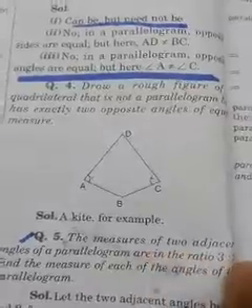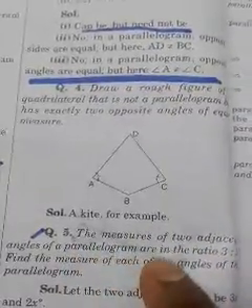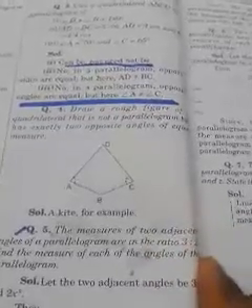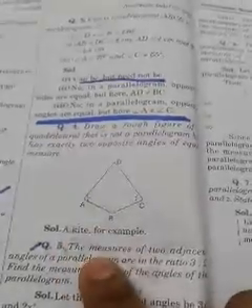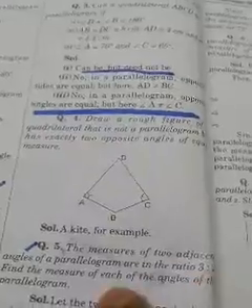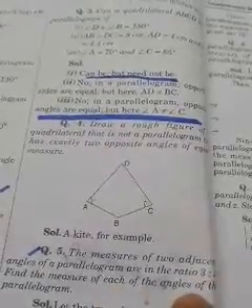The measures of two adjacent angles of a parallelogram are in the ratio 3:2. Find the measures of each of the angles of the parallelogram. That means in the parallelogram, the measurements of the two adjacent angles are not given. Instead of measurements, they have given the ratio of the two adjacent angles, 3:2. Find the measure of each of the angles of the parallelogram.